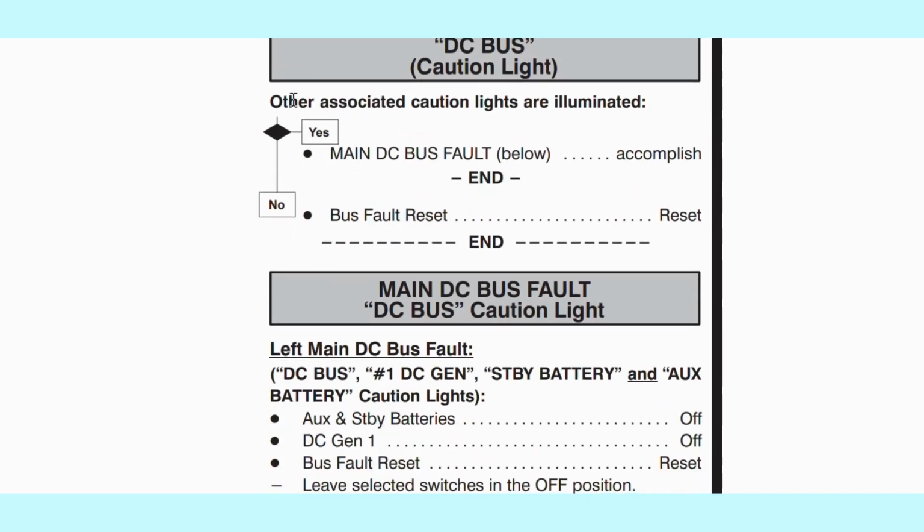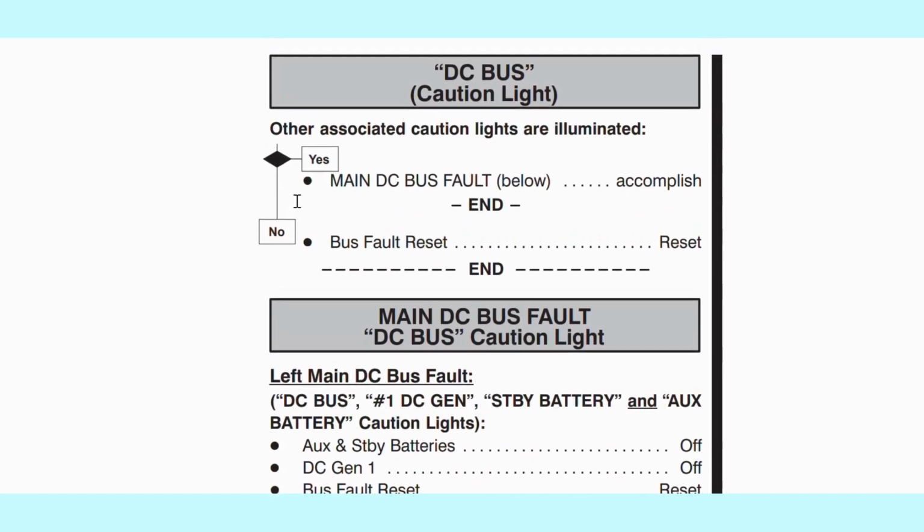If it's a DC bus caution light, you're going to get one chime on the CULP, okay, and then you see, okay, I've got a DC bus caution light, so you're going to say DC bus caution light checklist, and then the checklist will be read. Other associated caution lights are omitted. If it's a yes, then you're going to go to this checklist here, main DC bus fault caution light. If it's a no, that's when you're going to press the reset switch and see whether the caution lights have gone. Okay, so basically this is it. So this one here could lead you into this or maybe not.